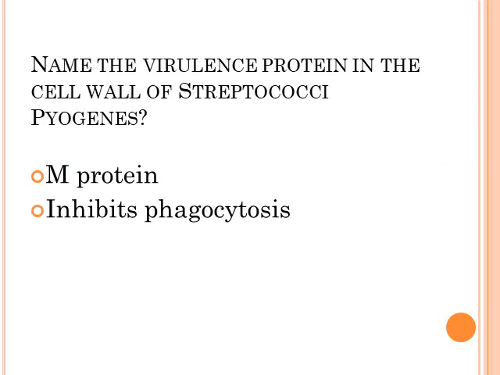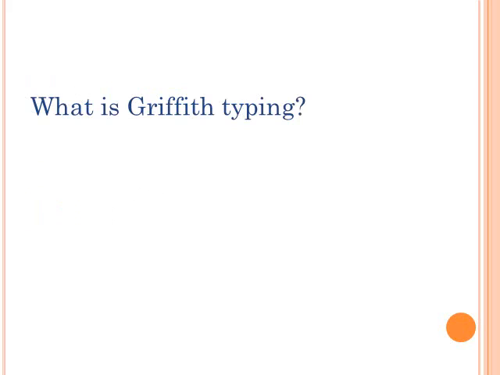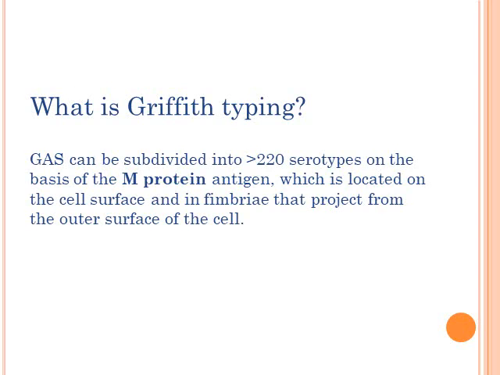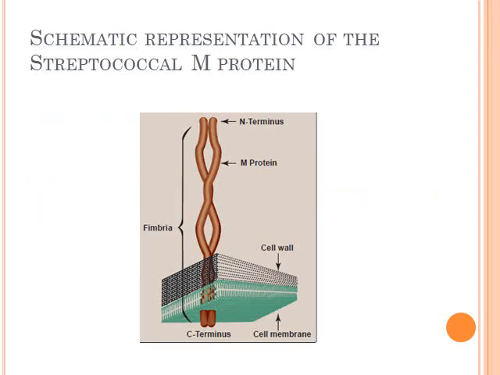Name the virulence protein in the cell wall of Streptococcus pyogenes. It is the M protein. It inhibits phagocytosis. So what is Griffith typing? Group A Streptococcus can be subdivided into more than 220 serotypes on the basis of the M protein antigen, which is located on the cell surface and in fimbriae that project from the outer surface of the cell. So this is the M protein, which is present on the fimbriae, which project from the outer surface of the cell.